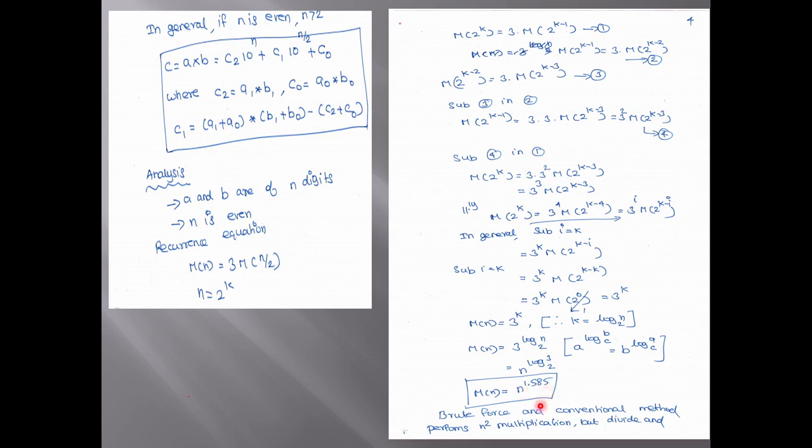Here the time complexity is lesser than the brute force method and the conventional method, because for the brute force and conventional methods, time complexity is n square, but for the divide and conquer method, time complexity is n to the power of 1.585. Thank you.